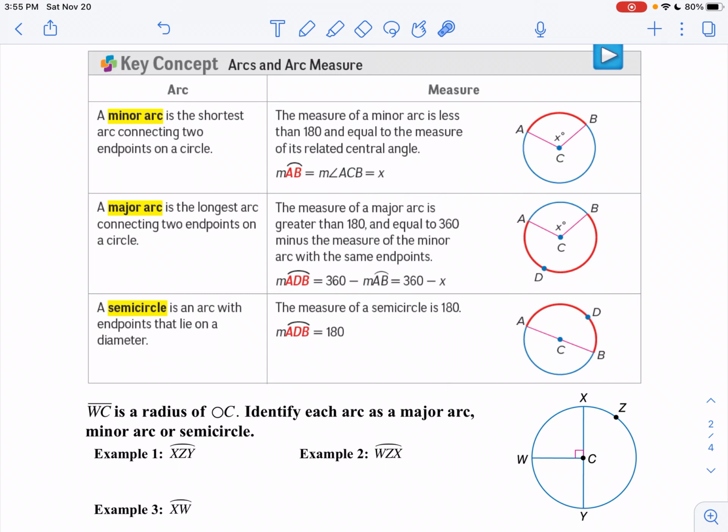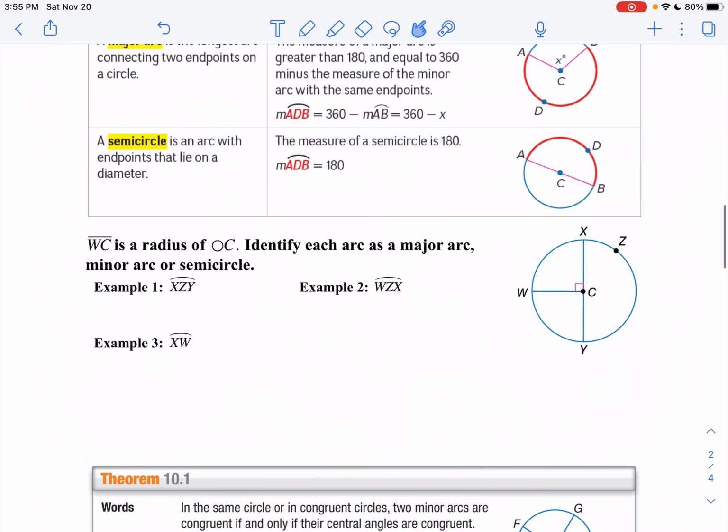So let's identify those on the first example. I'm told W to C is a radius, and I want to identify each as a minor arc or a major arc or a semicircle. And since C is my center, X to Y is my diameter. So if I look at X, Z, Y, let's trace that. X to Z to Y, the endpoints are on my diameter. So this would be your semicircle.